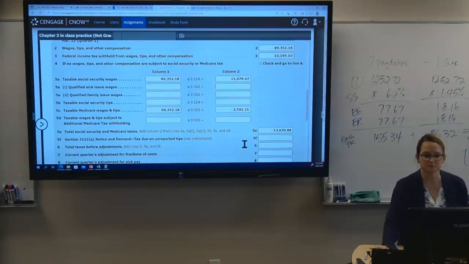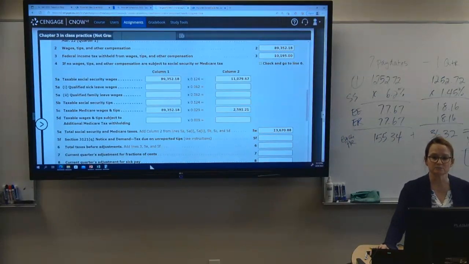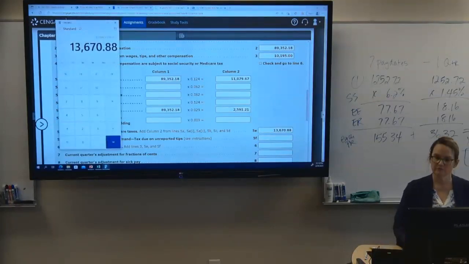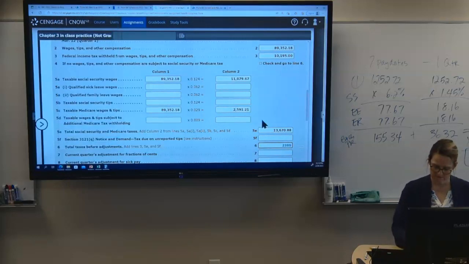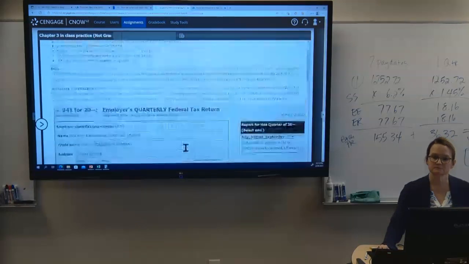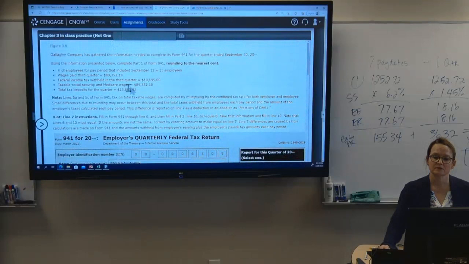Tax due on unreported tips, we don't need that. Total taxes before adjustments. Now we're going to add line 3, 5E, and 5F. 5F is a 0. So 13,670 plus 10,195. 23,865.88. All right. Now, yeah. So the amount that was deposited was 23,865.92.